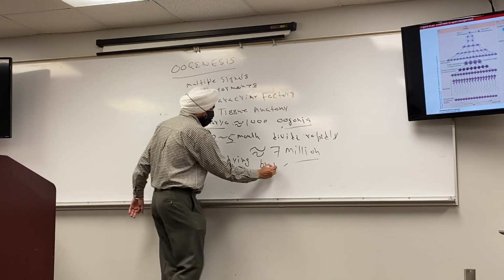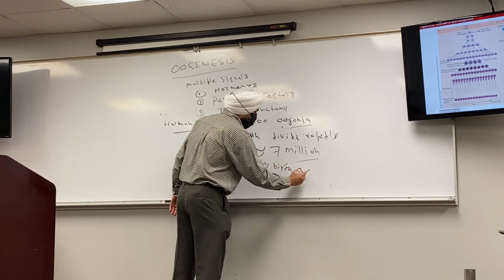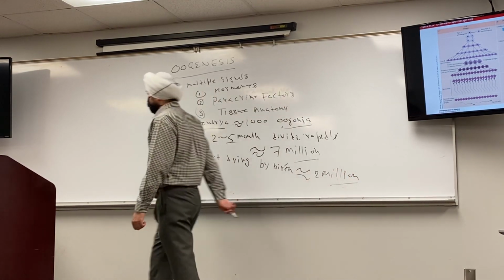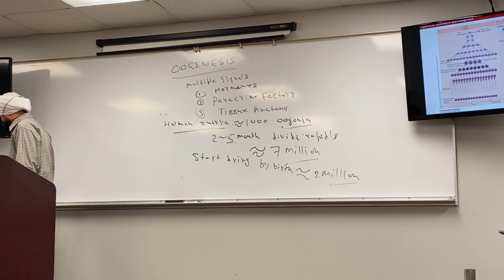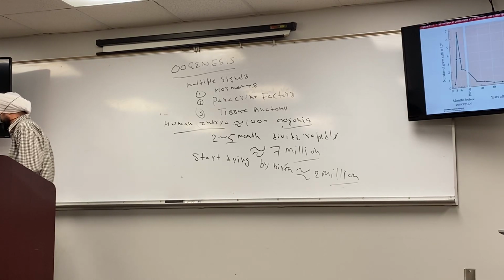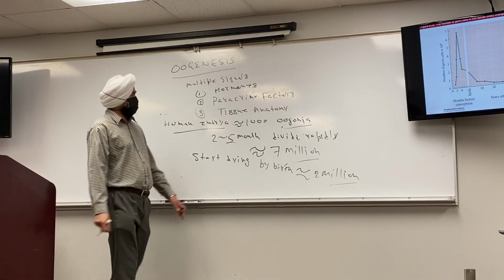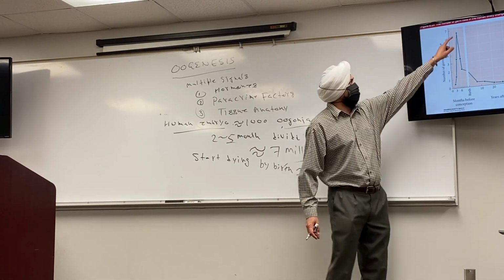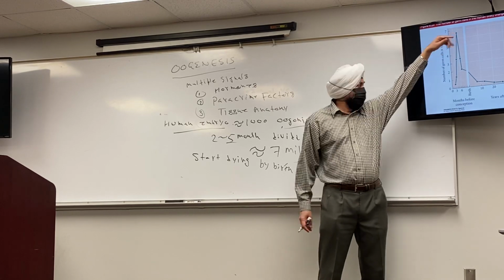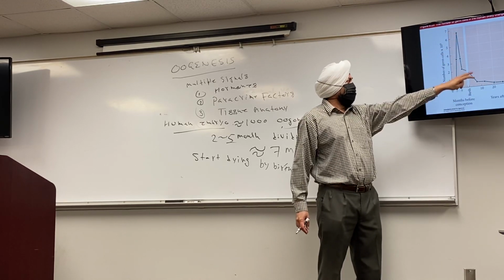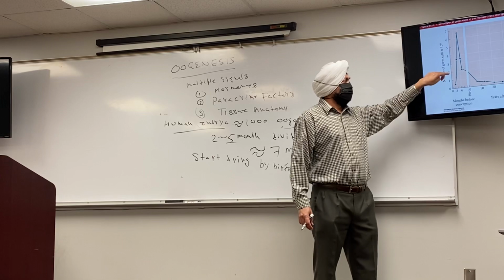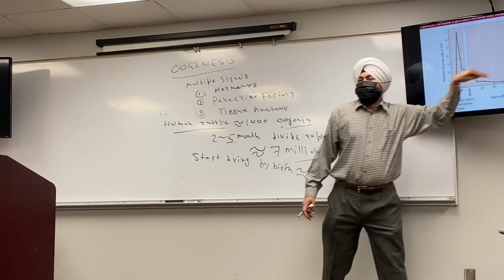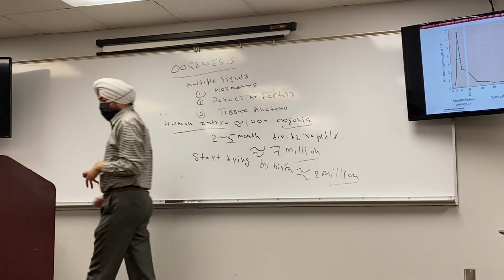And by birth, around 2 million are left. This is actually probably shown here in this. Here. So they were dividing, by 5 months they reach up to around 7 million, right? And then they start dying. At birth, you have around 2 million of them left. And you can see actually their number is decreasing after birth. So what is happening?